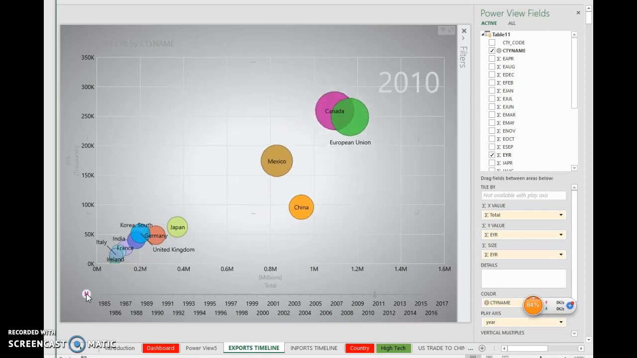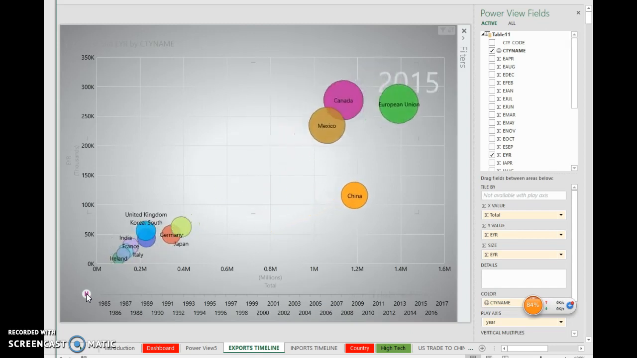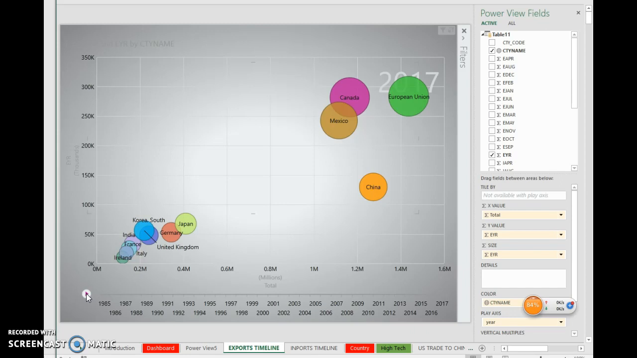So Canada, European Union, Mexico, and China are the four largest trading partners for U.S. exports. China is the fourth destination of U.S. exports. The size of the bubbles represents the amount of their tradings. So as you can see, European Union is the biggest one. It means that it is the first destination U.S. exports to.